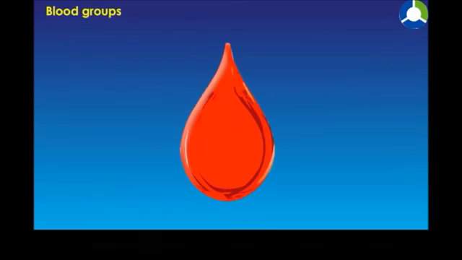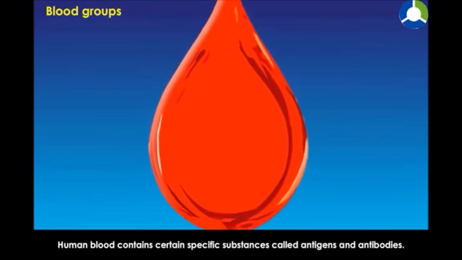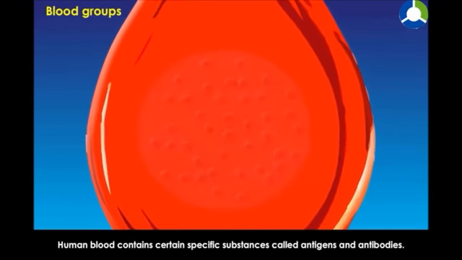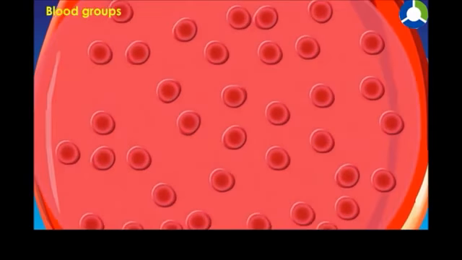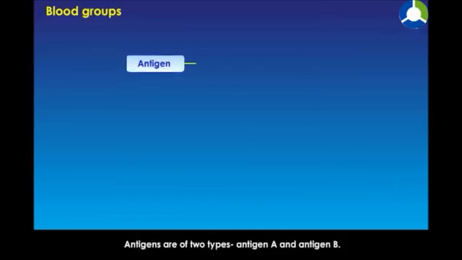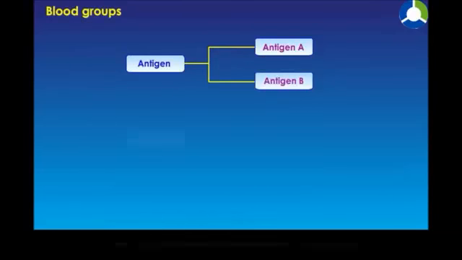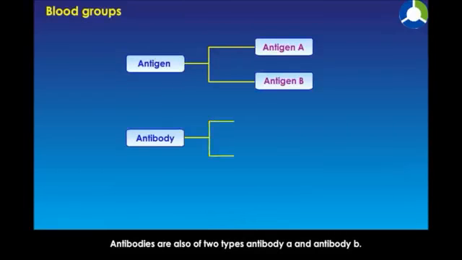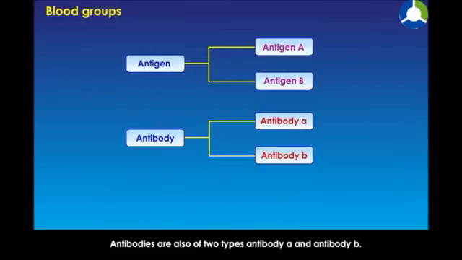Blood groups. Human blood contains certain specific substances called antigens and antibodies. The antigens are present in the RBC and the antibodies are in the plasma of blood. Antigens are of two types, antigen A and antigen B. Antibodies are also of two types, antibody A and antibody B.